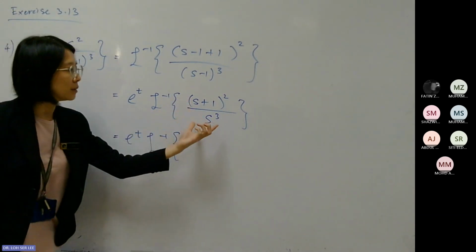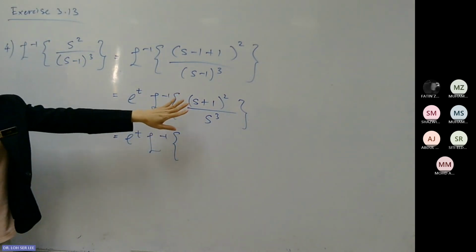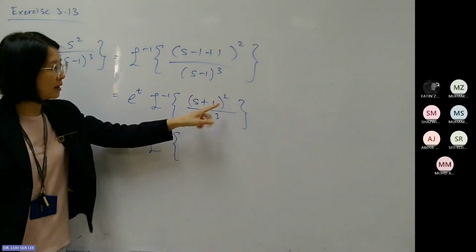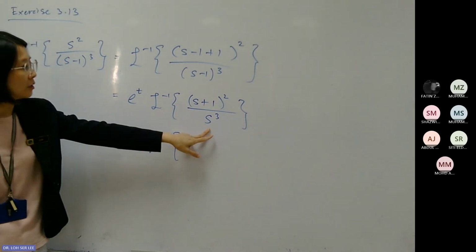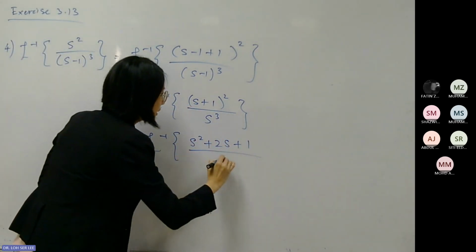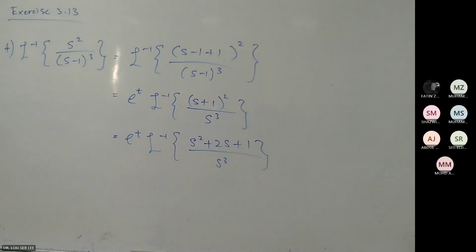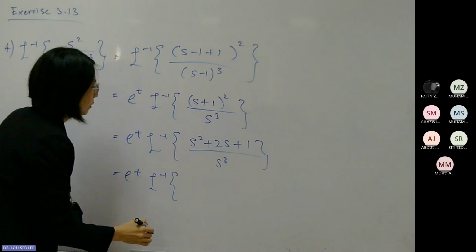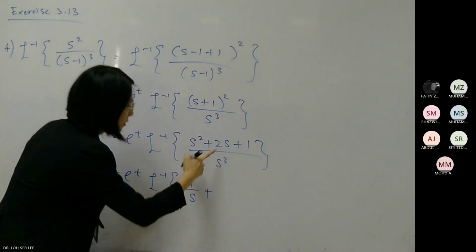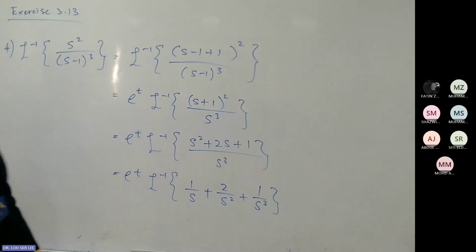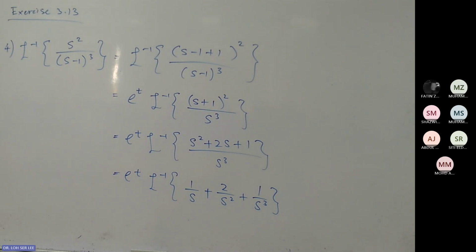Okay, as long as we have settled the bottom part, the upper part is not an issue because we can factorize, we can simplify. We expand and then we separate them, okay, into 3. So when you expand, you get s squared plus 2s plus 1, right? Then you break this into 3. So this one, you get 1 over s. This one, you get 2 over s squared. This one, you get 1 over s cubed. Separate them, simplify. Then we get the final answer.